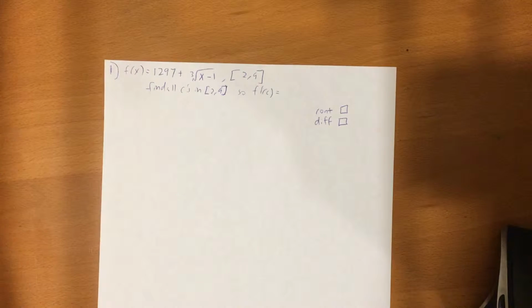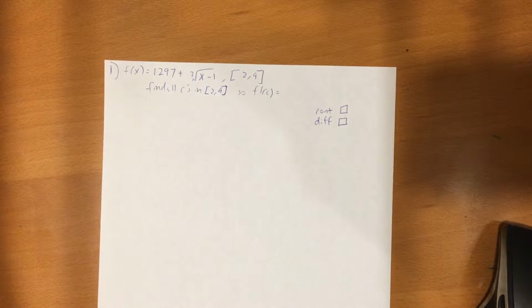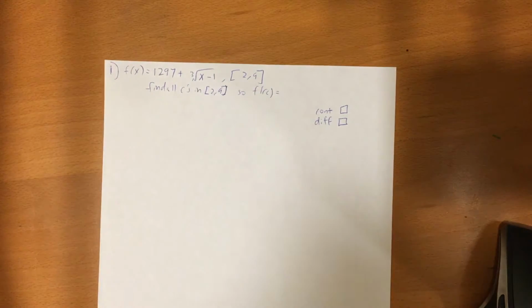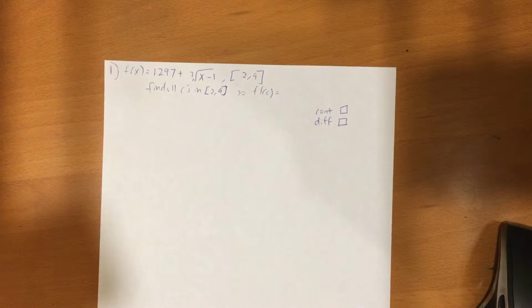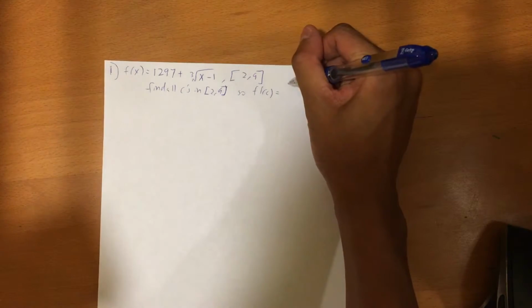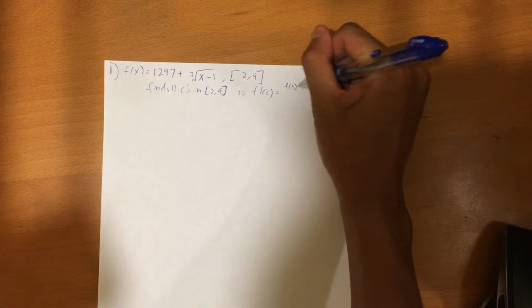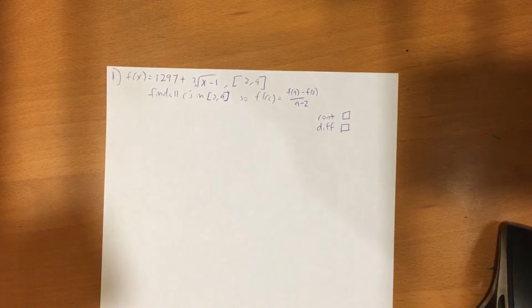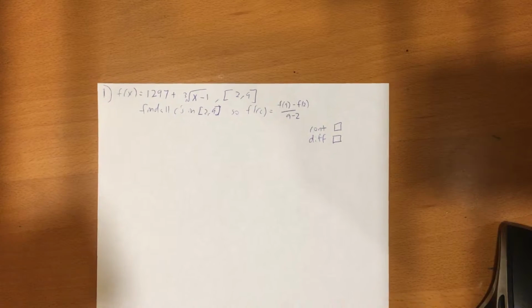Let's say f of x is 1,297 plus the third root of x minus 1, and you're given the interval 2 to 9. And the problem states find all c's in the interval of 2 to 9 so that f prime of c equals the slope connecting 2 to 9. So this would be f of 9 minus f of 2 over 9 minus 2.